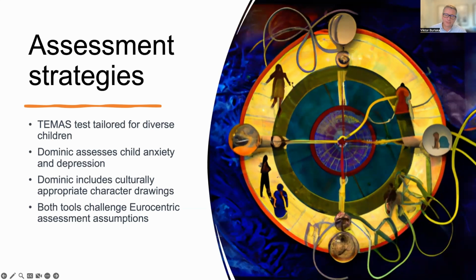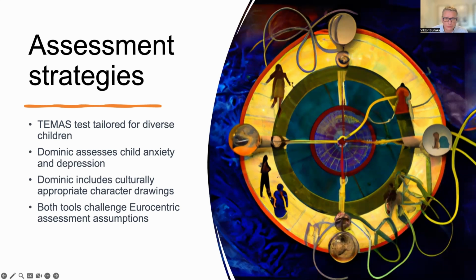Thematic apperception type tests, such as the Tell Me a Story, or TEMAS, and the Dominique, provide valuable alternatives to traditional assessment tools for historically excluded racial or ethnic clients. The TEMAS test is a comprehensive assessment instrument with a reliable and valid scoring system for Hispanic, African American, Asian American, and White American children and adolescents.